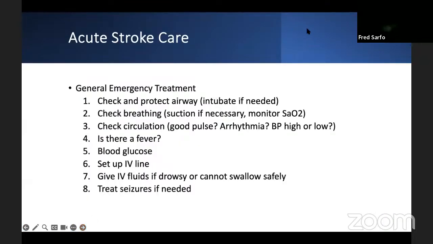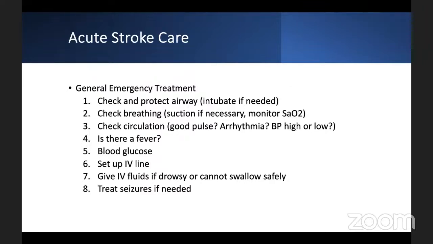So what are some of the general emergency things that we should be doing? Number one, you have to check and protect the airway. Number two, check the breathing. If the person has difficulty breathing, see how you can assess, because sometimes they may vomit and there may be vomitus in the mouth. You have to see if you can suction it out.